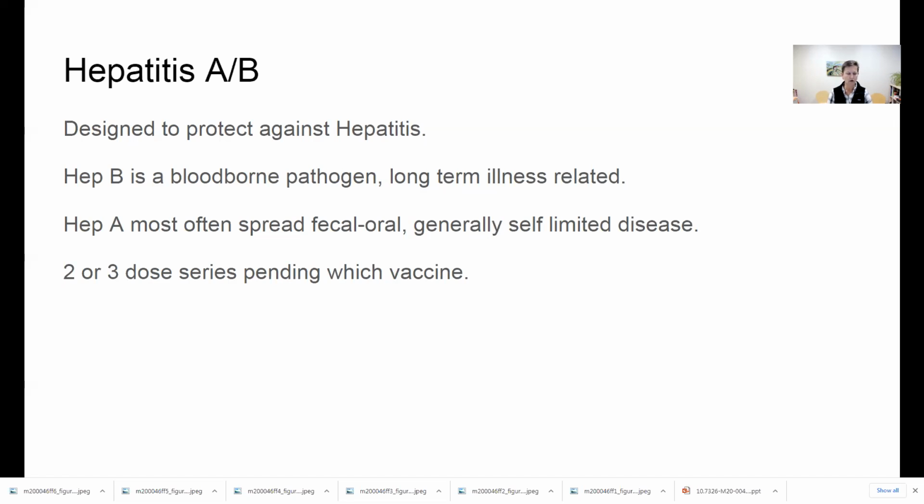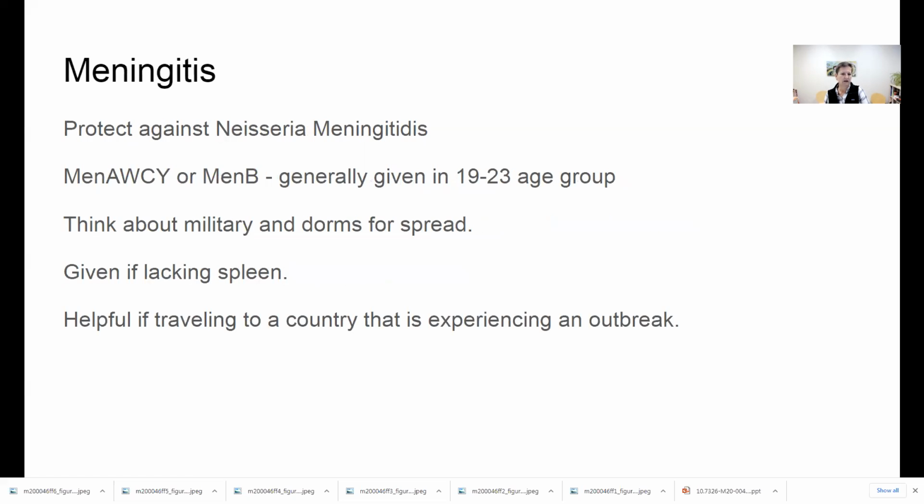So there's choices. Meningitis vaccine is generally given in that 19 to 23 age group. Initially, this was given in the military, and then they started giving this to young adults before they go to college, because of dorms and spreading. It's also needed if you don't have a spleen, and maybe consider it if you're going to a country that is experiencing an outbreak, and I'm not aware of one right now.